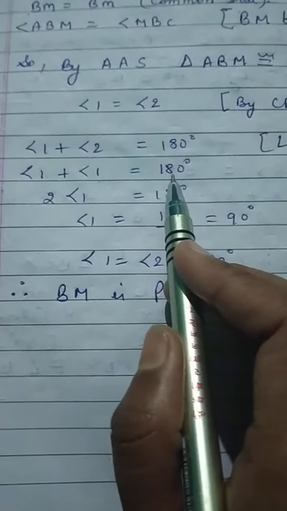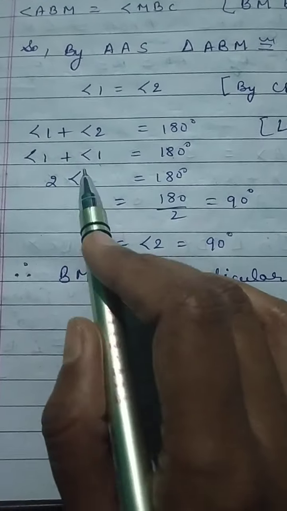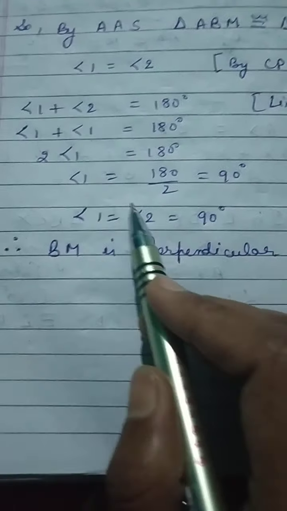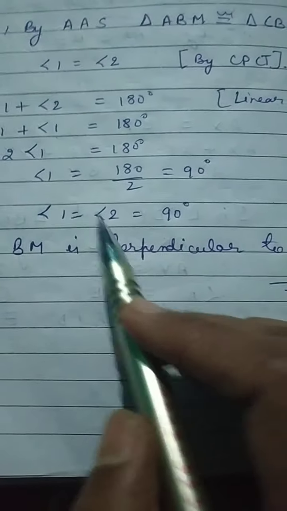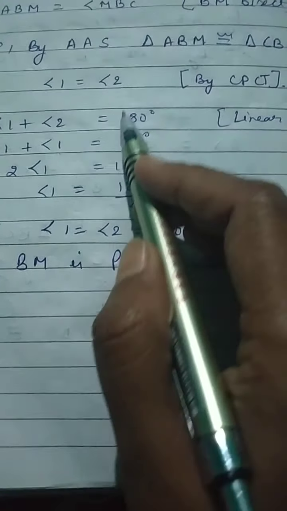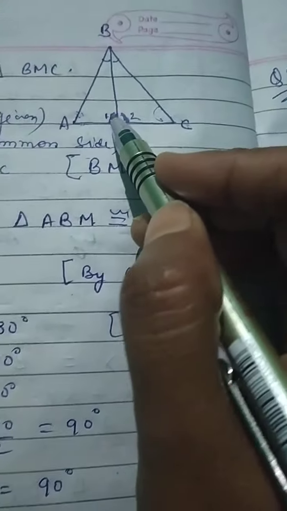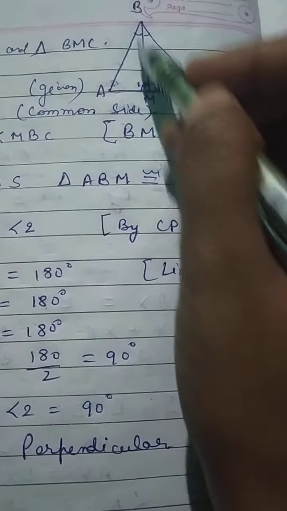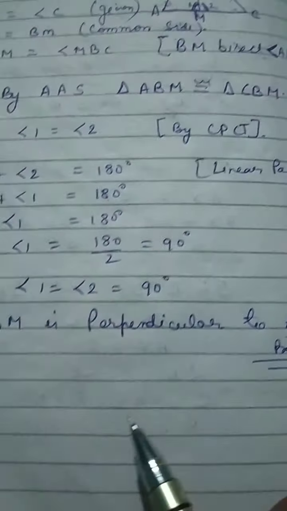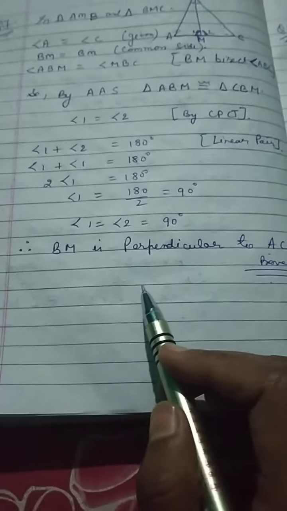So angle 1 plus angle 1 is equal to 180. So twice of angle 1 is equal to 180. Angle 1 value we have got is 90 degrees. Angle 1 and angle 2 both are 90 degrees. If both are 90 degrees, it means BM is perpendicular to AC. Okay.